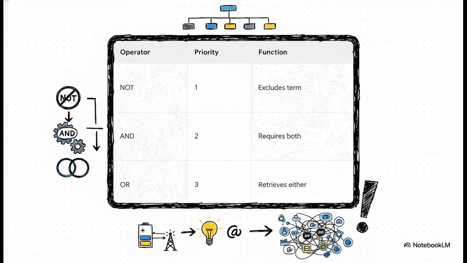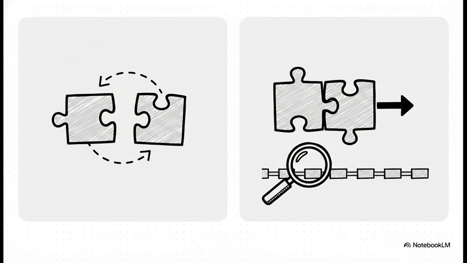For instance, without brackets, searching for a battery or cell alongside a specific company name could entirely alter your logical intent. Now, notice the critical difference here when we talk about proximity logic. Unordered proximity, using the near operator, finds terms within a certain word jump limit regardless of their order. That's great for broad associations. But ordered proximity, using the seq operator, demands the exact linguistic sequence.